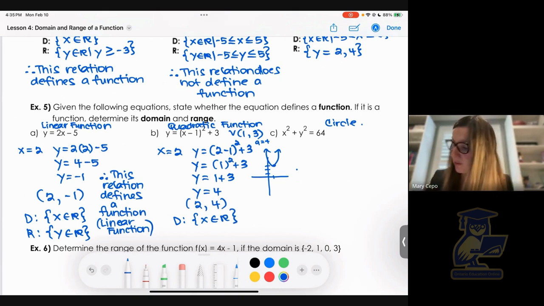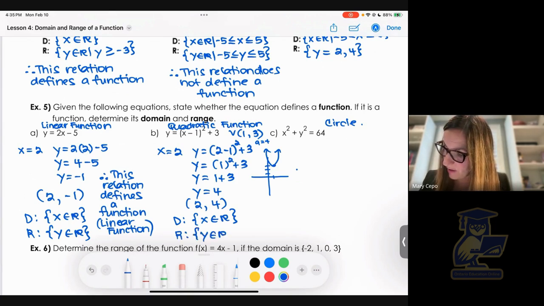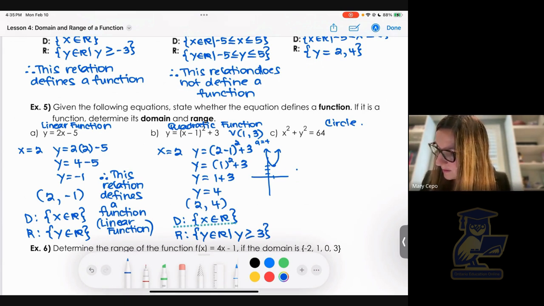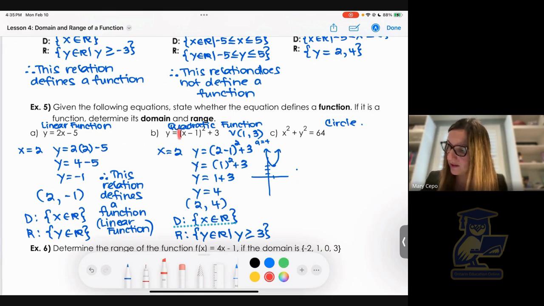The range, however, we are restricted. So y can be anything. However, y has to be greater than or equal to positive 3. Now, how do we know it's opening upward? If you see at the front, there is a plus there, and that's why I just put a plus. It's not there, but we know.